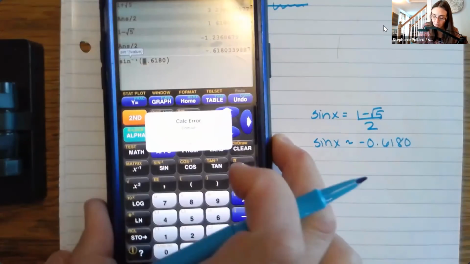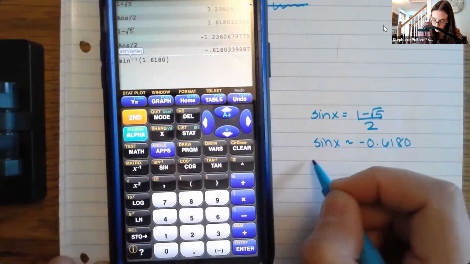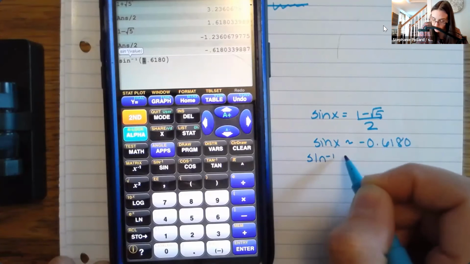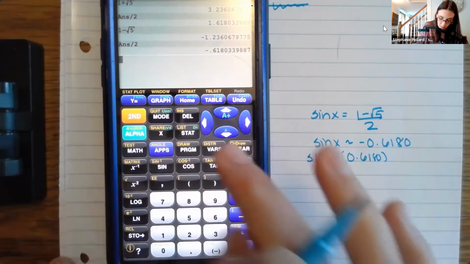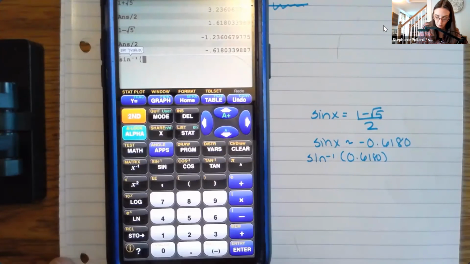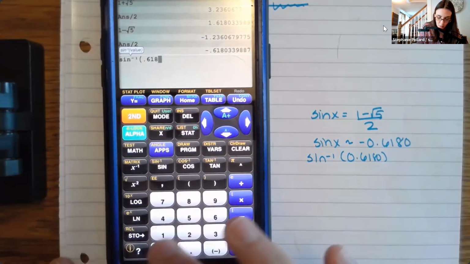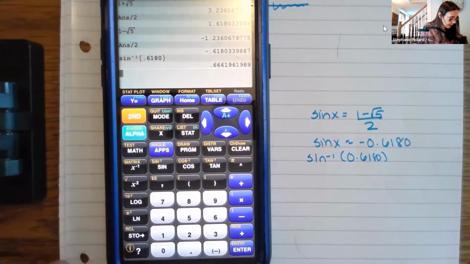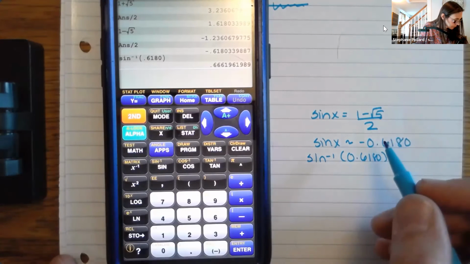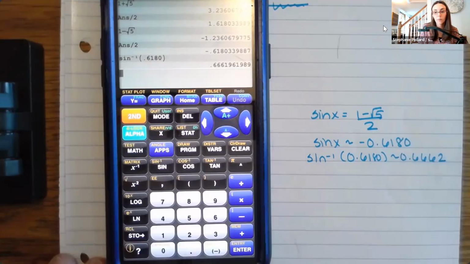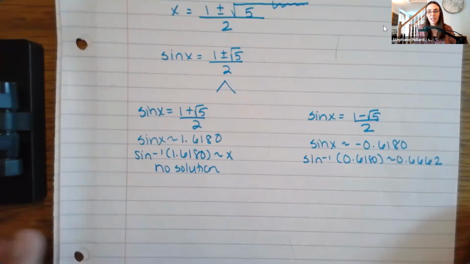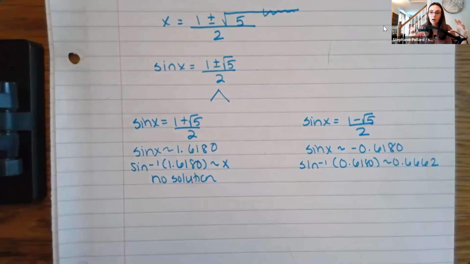Now for this one here, I'm going to go ahead and do something similar. Don't forget though, I am going to use the positive version when I do this. So when I do inverse sine of 0.6180, checking this with my notes as I go through, that looks good. I get about 0.6662. Now, remember, when using your calculator, it doesn't spit out all the answers. And when we have our chart, we usually have all the values listed for a whole period. Your calculator will only give you one.